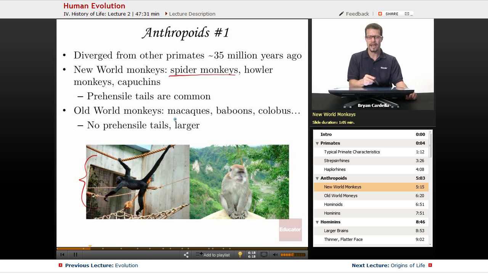Old World monkeys, Africa, Asia. This includes the macaques, baboons, colobus monkeys. No prehensile tails. You just don't find them. They tend to be larger as well compared to New World monkeys. And actually, back to the tails, some of these monkeys don't even have a tail. And it is common for monkeys in general to have tails compared to apes, but some definite differences when it comes to tails comparing Old World and New World. So here's an example of a macaque monkey just chilling.